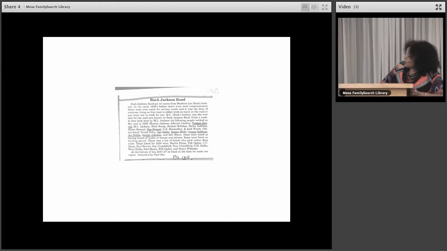This was fun. Buck Jackson Road got its name from Madison Lee Buck Jackson. In the early 20s, before there were road commissioners, there were overseers for certain roads, and it was the duty of everyone living on that road to either work to keep it open or to pay someone to do the work for them. The names that are underlined are all my relatives that lived along that road.